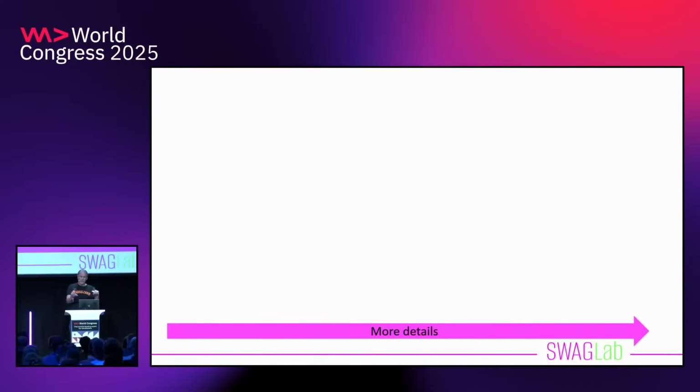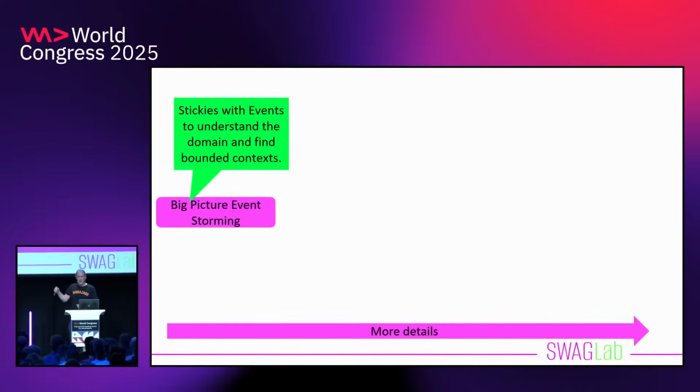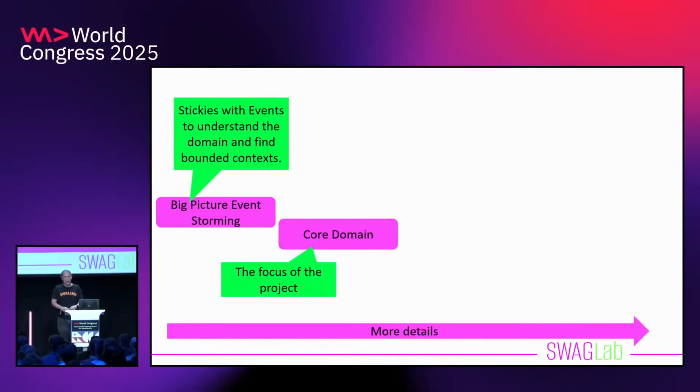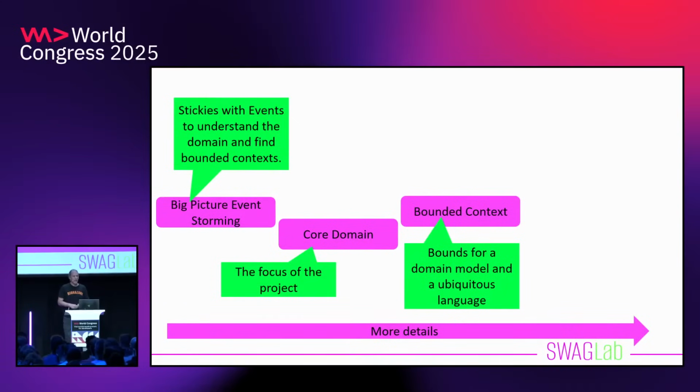I've created a slide where it goes to more details from left to right. So the least details we have in big picture event storming, where we just use stickies with events to understand the domain and what is going on in the domain and to find bounded context, which I will talk about later on. Then we have the core domain, so that's one part of what we can discover in event storming, and that's the focus of the project. Then we have bounded context, where we talk about bounds for a domain model and also ubiquitous language, so I will talk about that later on.